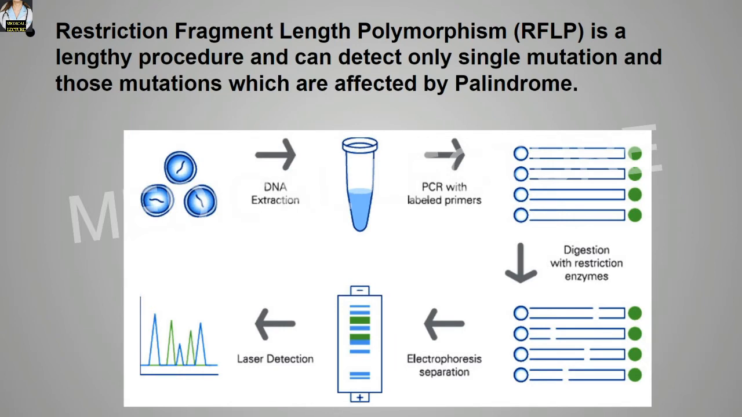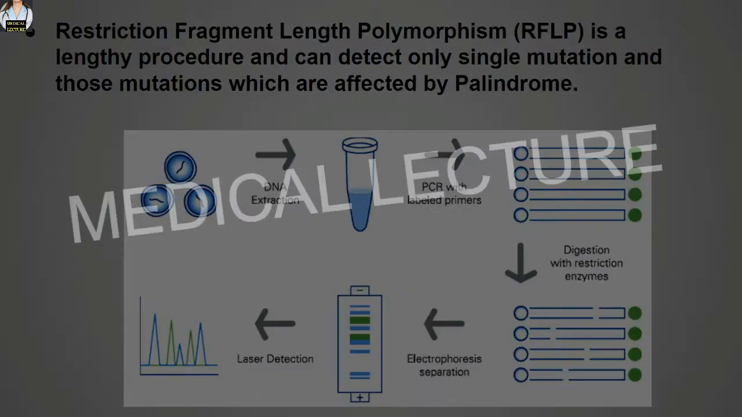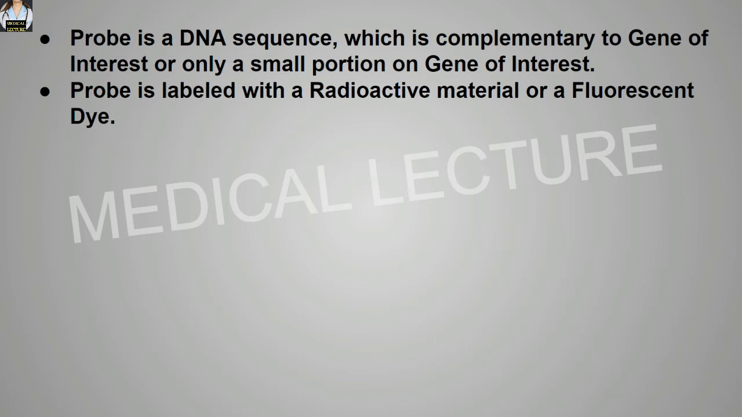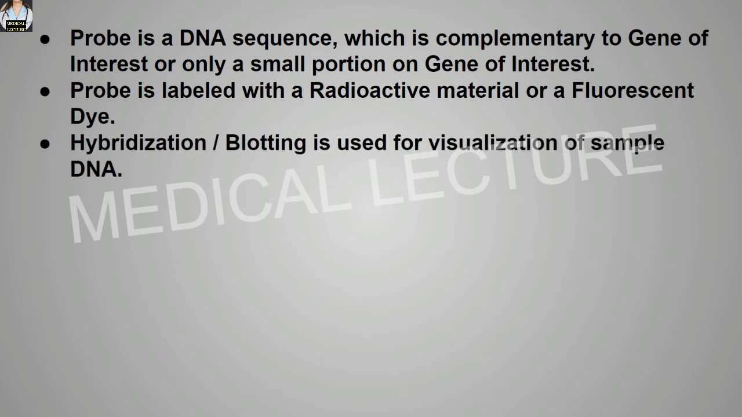Now, restriction fragment length polymorphism or RFLP is actually a lengthy procedure and can detect only a single mutation, and those mutations which are affected by the palindrome. A probe is a DNA sequence which is complementary to the gene of interest or only a small portion of the gene of interest. A probe is labeled with a radioactive material or a fluorescent dye. Hybridization or blotting is used for the visualization of the sample DNA.